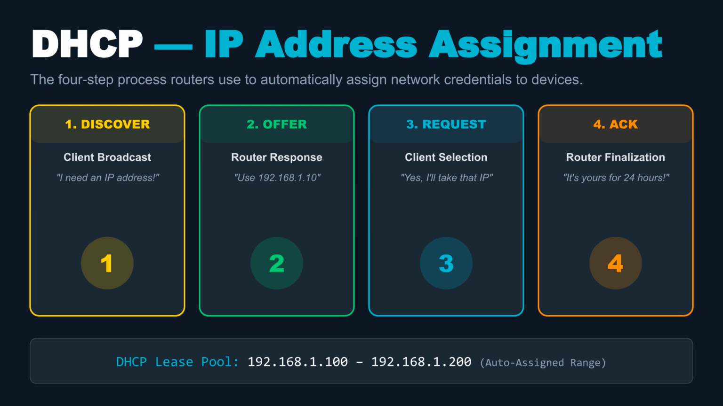DHCP, or Dynamic Host Configuration Protocol, is the four-step process for automatic IP address assignment. Devices first discover the router, which offers an IP address from its lease pool. The device requests that IP, and the router acknowledges the request, making the IP address available for a set time.